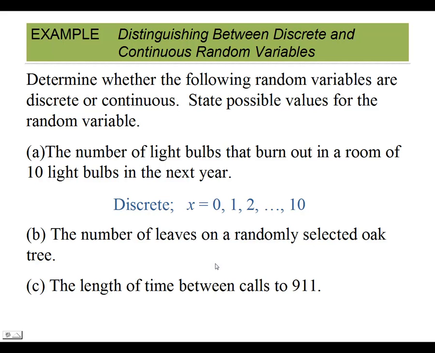Part B, the number of leaves on a randomly selected oak tree. Now this could be dozens, hundreds, thousands, I don't know how many leaves are on a given tree, but it's going to be a very large number. It's either going to have no leaves or it's going to have a number of leaves. So this will also be discrete. And this is illustrated by, it could be 0, 1, 2, and the dot, dot, dot, indicating that it's going to go on in this manner until we find the actual value.